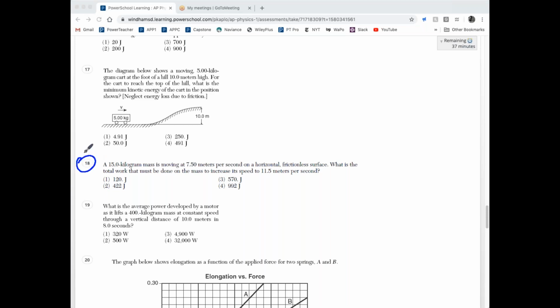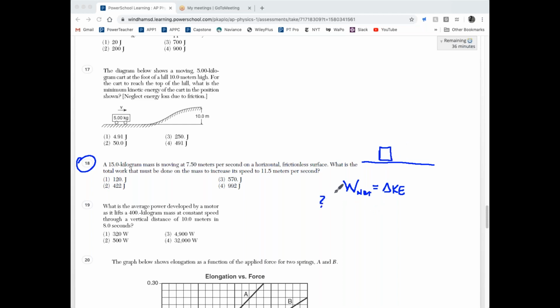So we have an object that's moving at 7.5 on a horizontal frictionless surface, and they want to know the total work to increase its speed. So the work energy theorem at the end of the day says that if you do any leftover work, it's going to change the object's kinetic energy. And we can see that the kinetic energy is going to change because it's getting faster.